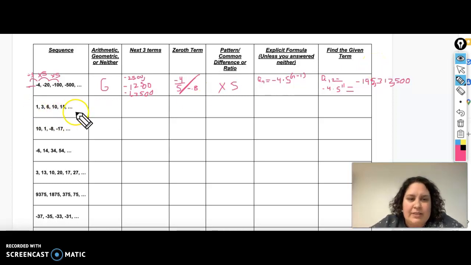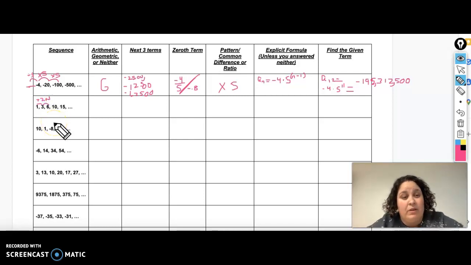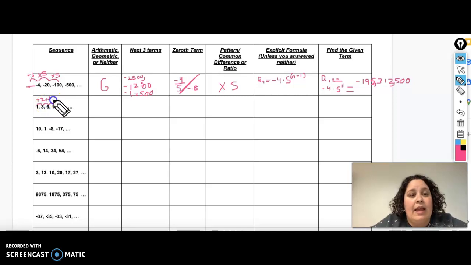Let's look at another one. Let's look at the second one. Okay, so how do I go from 1 to 3? Well, in order to go from 1 to 3, I'm either adding 2 or multiplying by 3. Well, if I'm going to go from 3 to 6, I'm either adding 3 or multiplying by 2. Well, I'm already multiplying by different numbers, so let's keep adding. Here, in order to get from 6 to 10, I'm adding 4. And here, in order to get from 10 to 15, I'm adding 5.